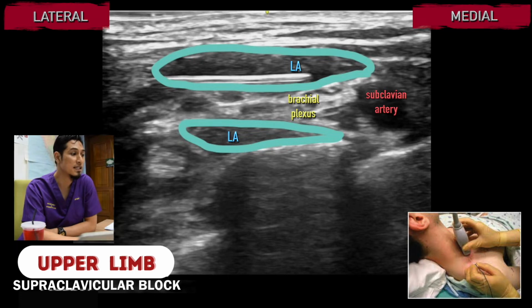So this is the spread of the LA, and you can see the brachial plexus is flooded with the LA.